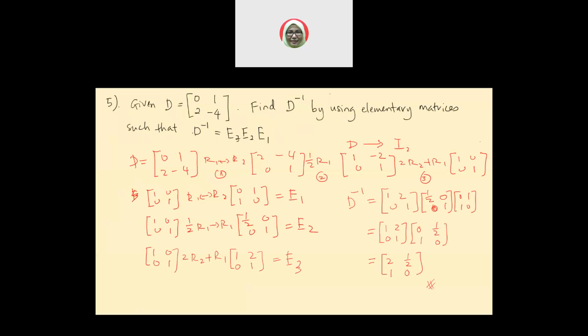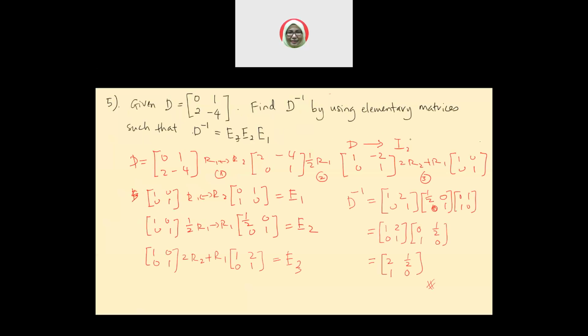Question 5, given matrix D. To find D inverse by using elementary matrices, first of all you should get the arrows. This question indirectly asks you to reduce matrix D to I, until you get I.